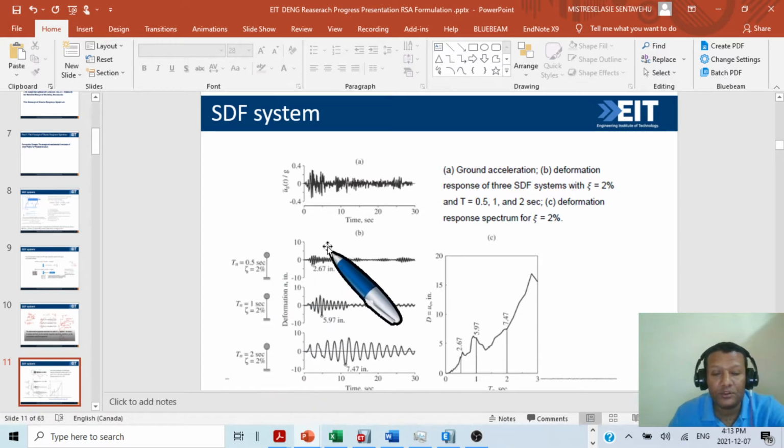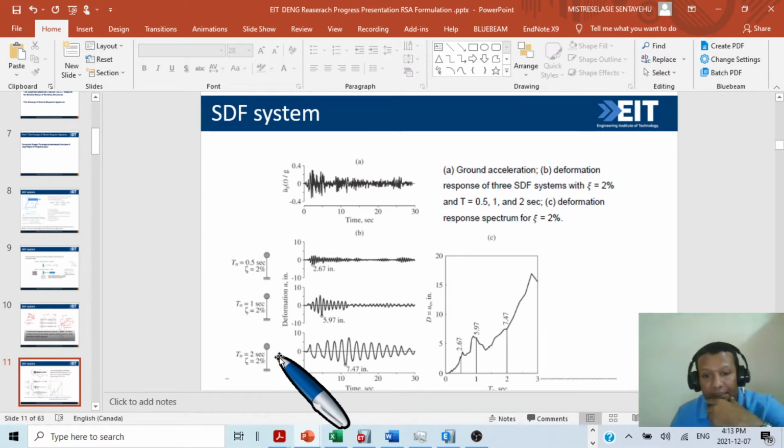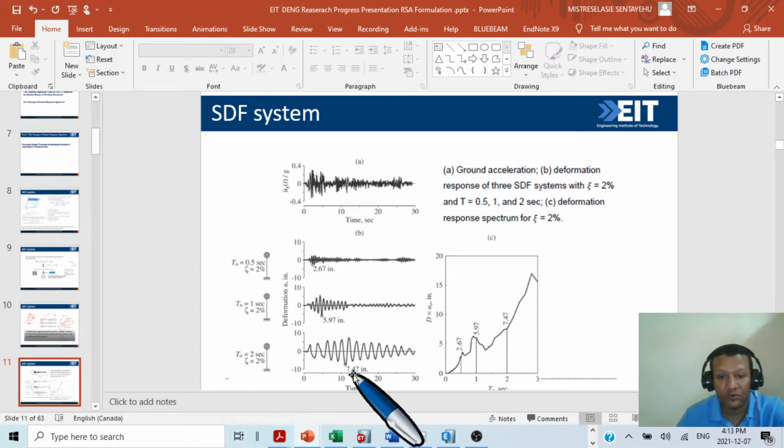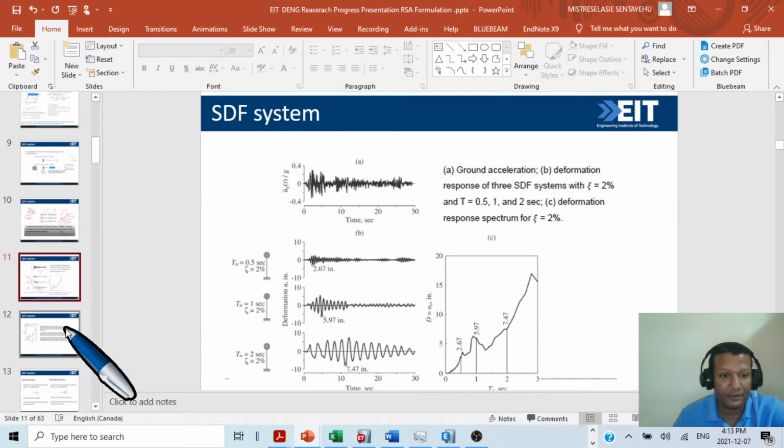Then we will run our system for 0.5 second, 1 second, and 2 seconds, and take the maximum each time. For 0.5 seconds we have 2.67 inch. Again we run our system for 1 second and get 5.97. Again we run our single degree of freedom system and get the maximum of 7.47 inch. We will connect these points, and this will become our displacement response spectrum curve. Then we will use it, we will show you.